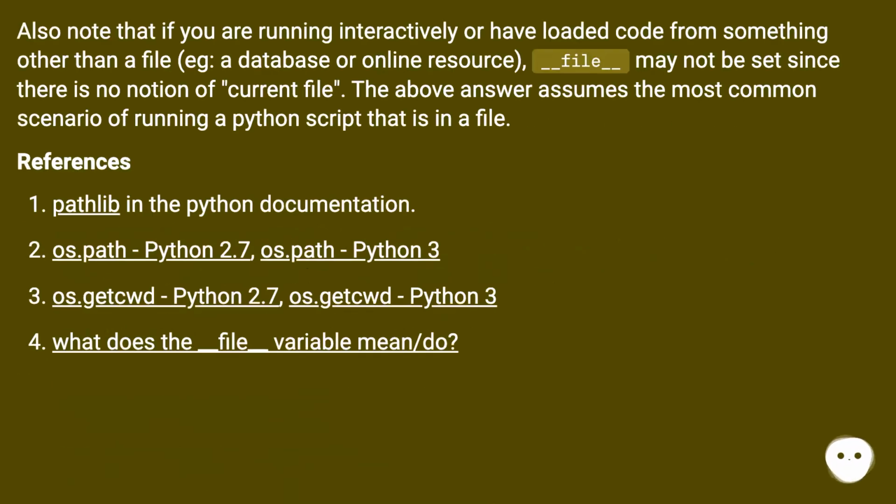Also note that if you are running interactively or have loaded code from something other than a file, e.g., a database or online resource, __file__ may not be set since there is no notion of current file. The above answer assumes the most common scenario of running a Python script that is in a file. References: pathlib in the Python documentation, os.path Python 2.7, os.path Python 3, os.getcwdu Python 2.7, os.getcwd Python 3.